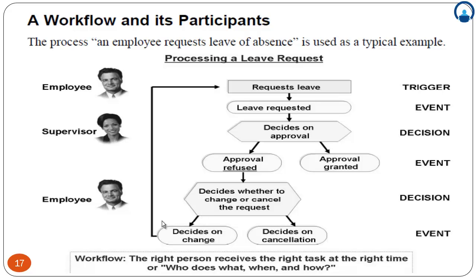If the employee cancels his leave, the control ends there and no further action is to be taken. But if he decides to apply for some other period of time, then again the control goes back, leave is requested for a different time period, and the process is then followed.